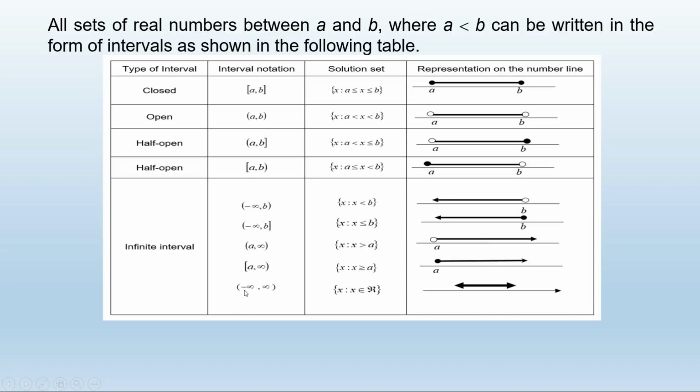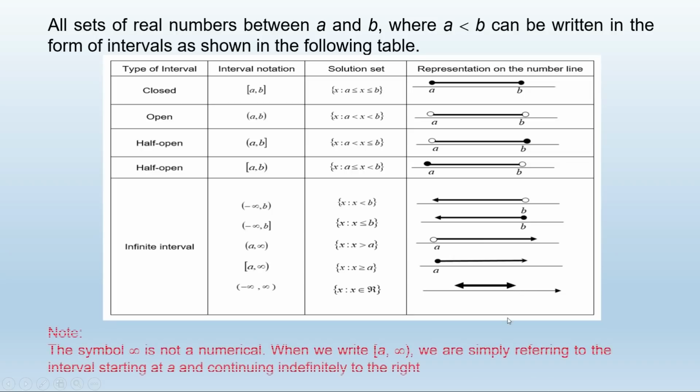And the last one, negative infinity to infinity. Solution set is x where x is an element of R. R is real numbers. So we represent on the number line like this. Note, the symbol infinity is not a numerical value. When we write A to infinity, including A, we are simply referring to the interval starting at A and continuing indefinitely to the right.